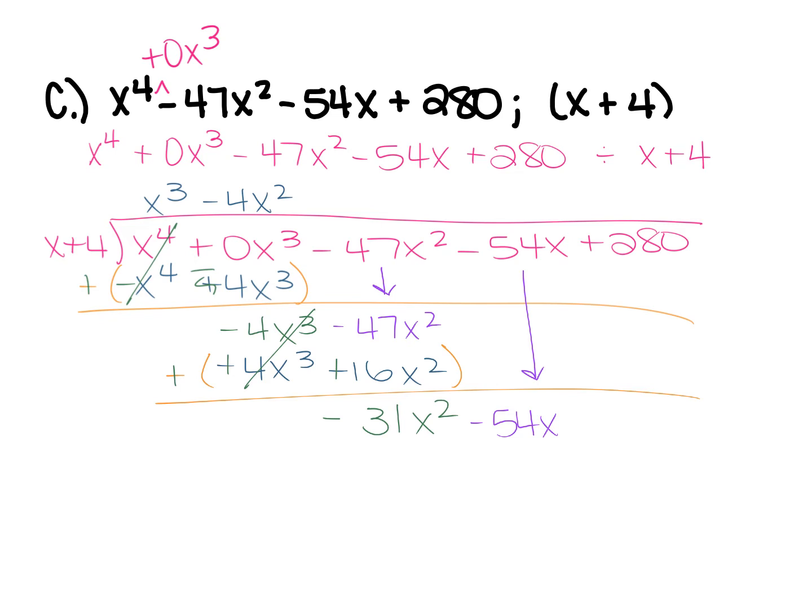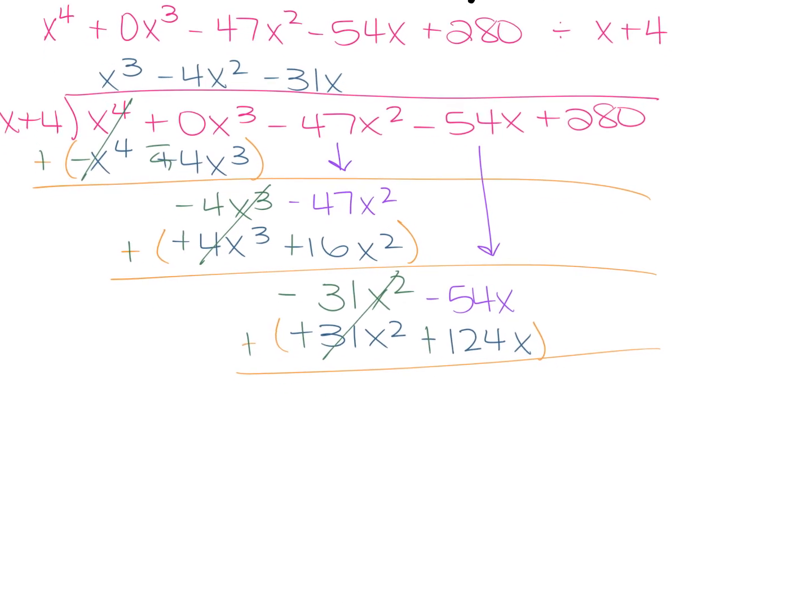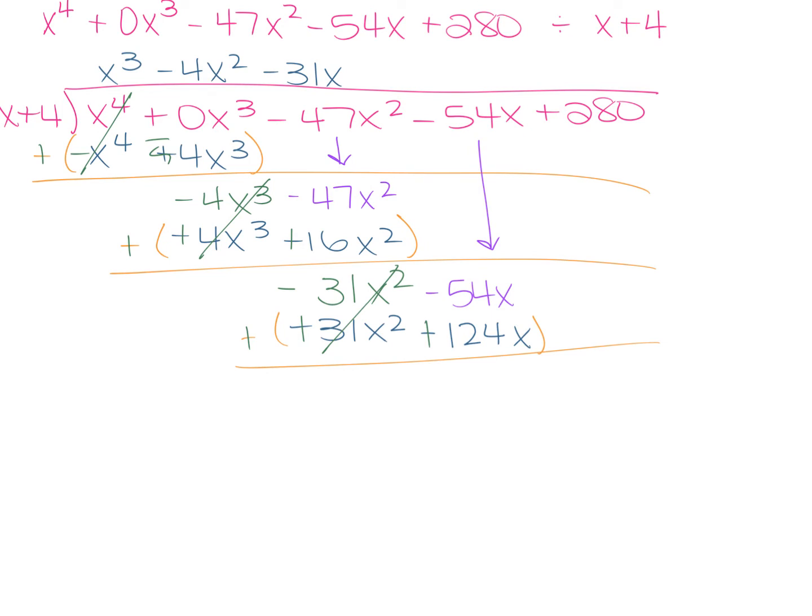X times what is negative 31x squared? That's negative 31x. So we multiply that by the x plus 4. We're going to get negative 31x squared. The negative 31 times a positive 4 is a negative. 1 times 4 is 4. 4 times 3 is 12. We keep the x on it. From here, we're subtracting. So distribute that negative, add your opposites. 31x squared cancel. You have a negative 54x and a positive 124x.